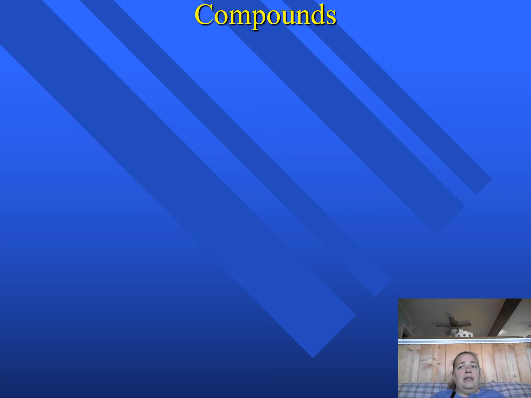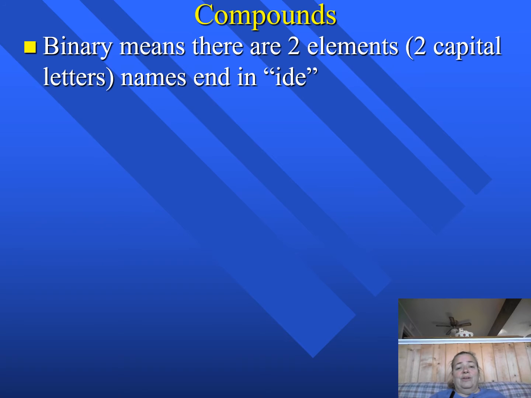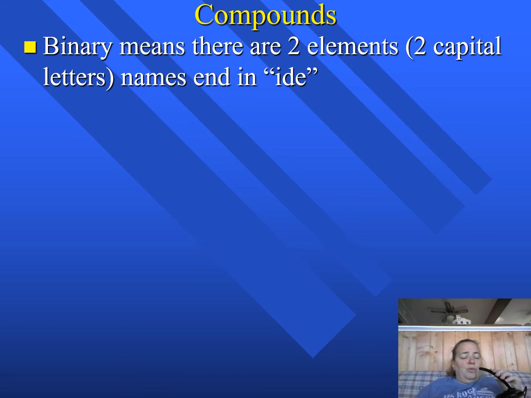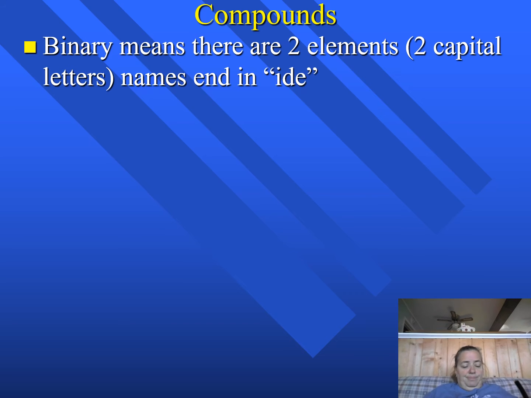Now, if a compound only contains 2 elements instead of 3 or 4 or 5, then it is called a binary compound, because binary means 2, so it has 2 elements. You'll know it's binary because it'll only have 2 capital letters. 2 capital letters in a compound's formula means it's binary.